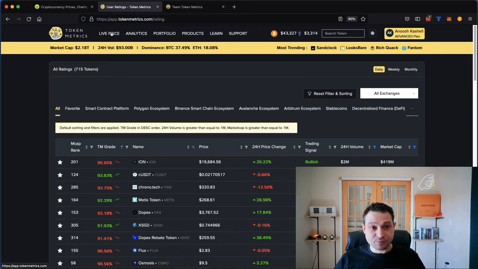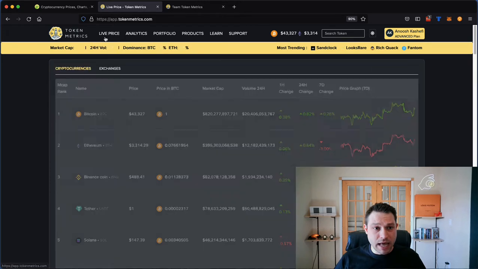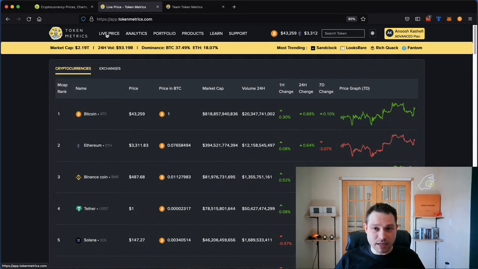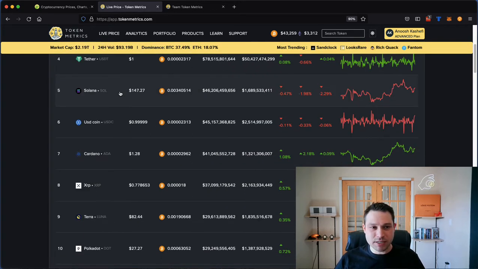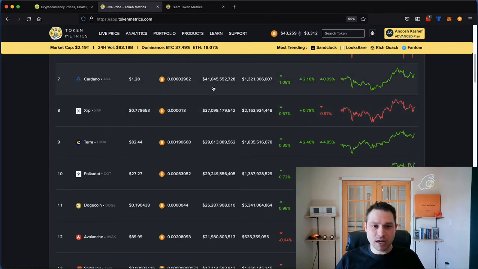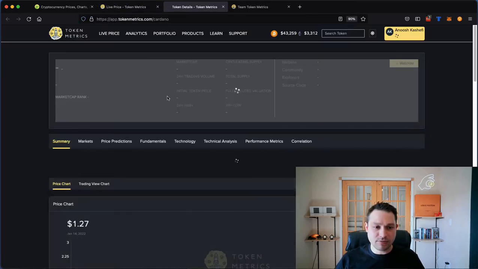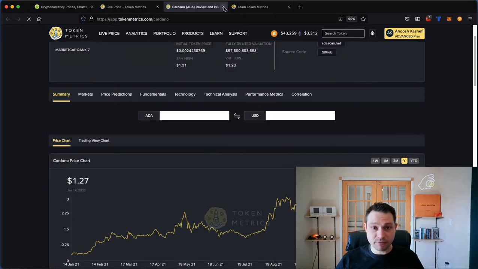Okay, so let's dive right in here, guys. We have some live prices. This is the first tab at the top left here. As you can see, this is pretty simple stuff, very similar to CoinGecko in that it gives you market cap details, obviously price details. It gives you a little chart here, and you can always click in to find more information about that specific coin.